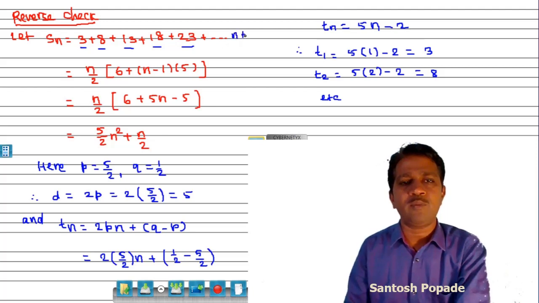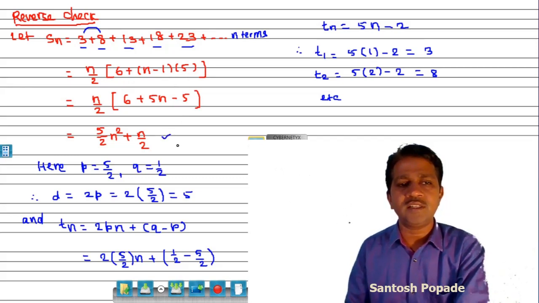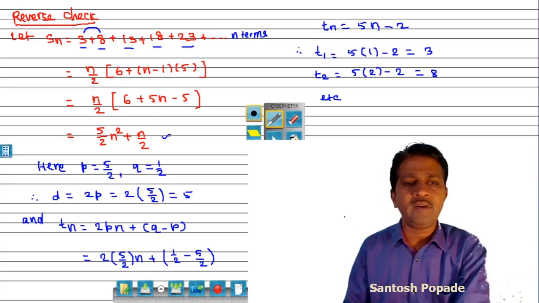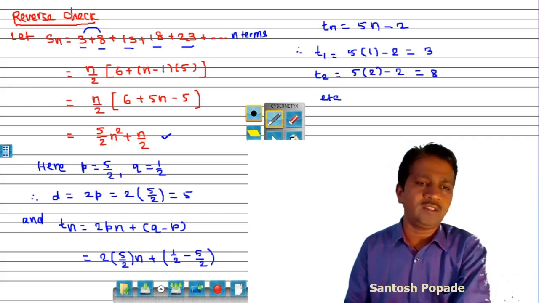If I add such n terms by using the formula for the sum of n terms, it is n by 2 into 2a, which means 2 into 3, 6, plus n minus 1 into the common difference, which in this case is 8 minus 3, which is 5. So solving this, you will get this. Now let us check for this Sn whether the trick works or not.